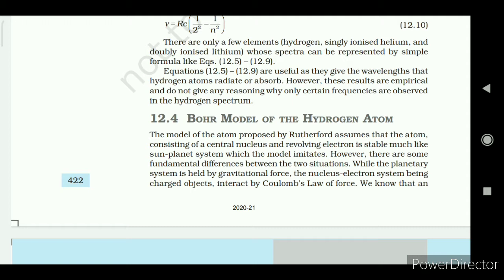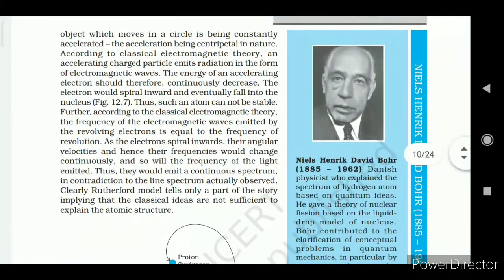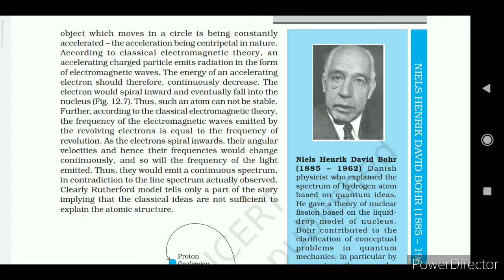Number 2. Bohr's second postulate defines these stable orbits. This postulate states that the electron revolves around the nucleus only in those orbits for which the angular momentum is some integral multiple of h upon 2 pi, where h is the Planck's constant equal to 6.6 into 10 to the power minus 34, where E initial and E final are the energies of initial and final states, and E initial is greater than E final. For a hydrogen atom, the equation gives the expression to determine the energies of different energy states.